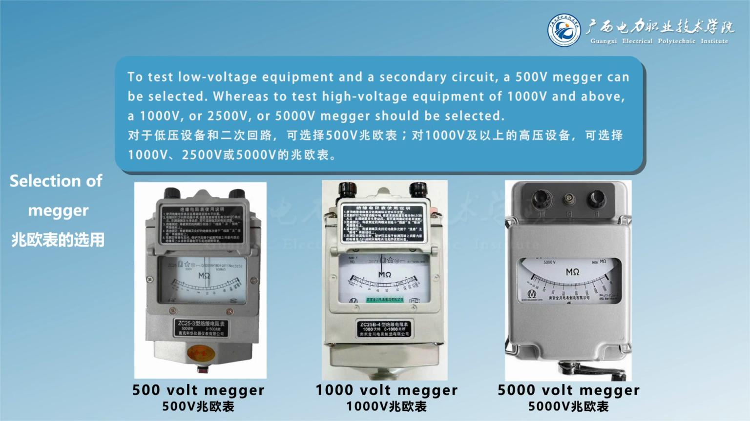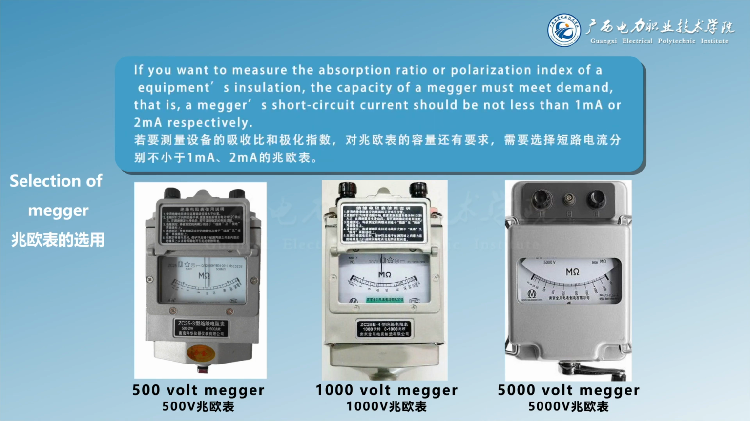should be selected. If you want to measure the absorption ratio or polarization index of an equipment's insulation, the capacity of a Megger must meet demand, that is, a Megger's short-circuit current should be not less than 1 mA or 2 mA respectively.